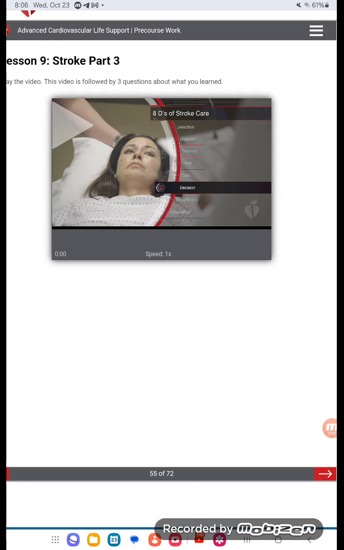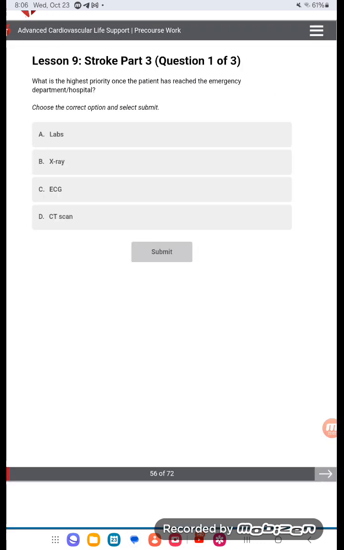Let us go to the question. What is the highest priority once the patient has reached the emergency department hospital? Lab, X-ray, ECG, CT scan.